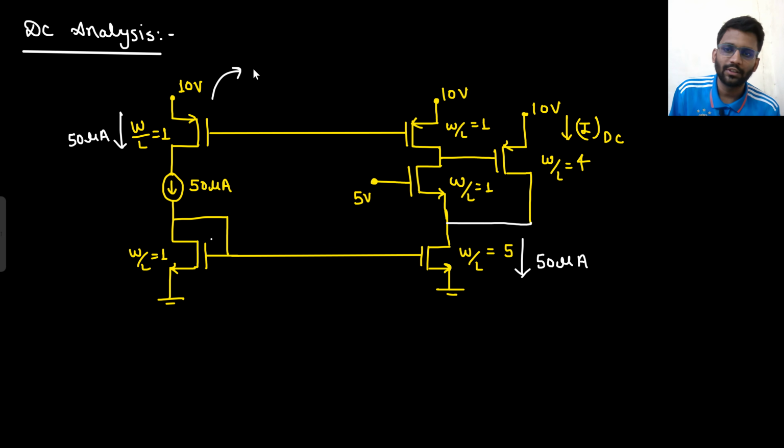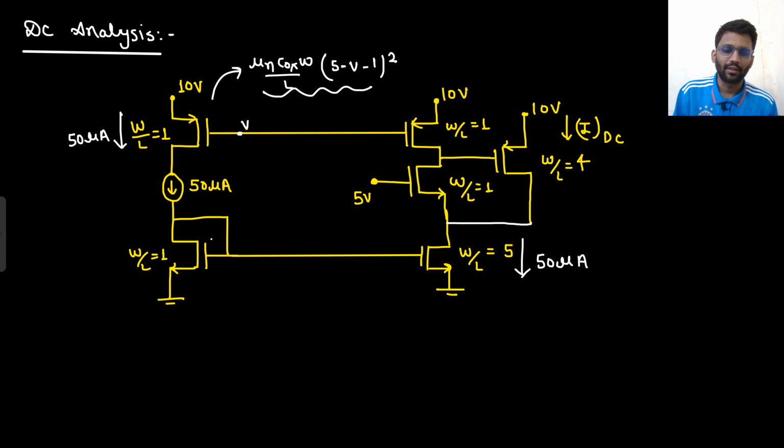So what is the formula of current for this one? That is mu n cox W by L, VSG, let's just call this potential as V, VSG minus VT whole square. This is the formula of this current, and that is equal to 50 microampere. Similarly, this is also working in saturation region. It has the same current, mu n cox W by 2L, VSG, 10 minus V, source potential is just 10. So VSG is 10 minus V minus VT whole square. This has the same current, right?